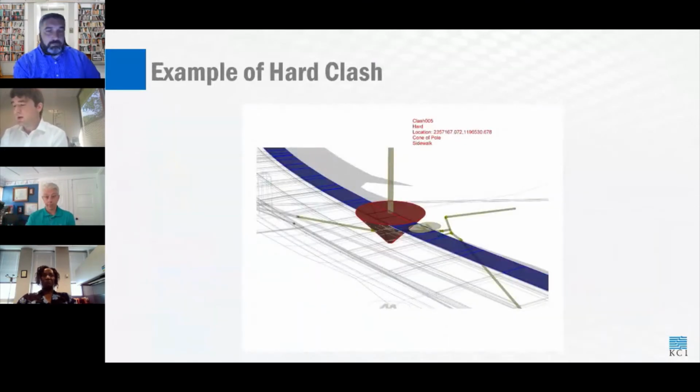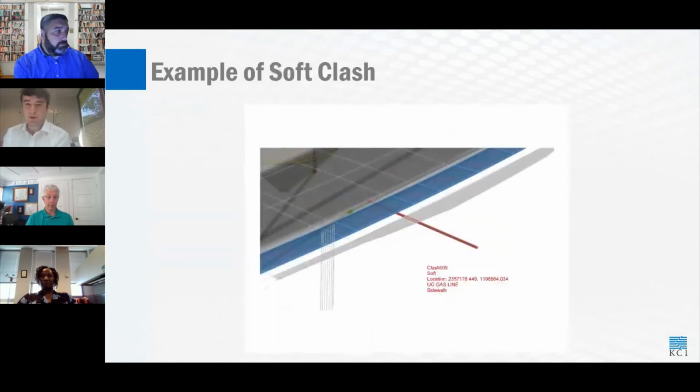So shown here is what a hard clash looks like. Here we have a pole cone that is in conflict as well as a pole with the proposed sidewalk. And as you can see, the pole is touching the sidewalk. We can input the data that the clash detection produces for this individual clash as shown above. We have the clash or conflict number, the type of clash is hard, the location or coordinates of the clash, and the two items that we are clashing against each other. I'm ready for the next.